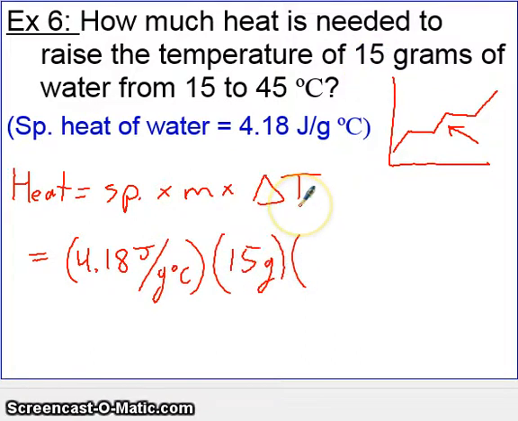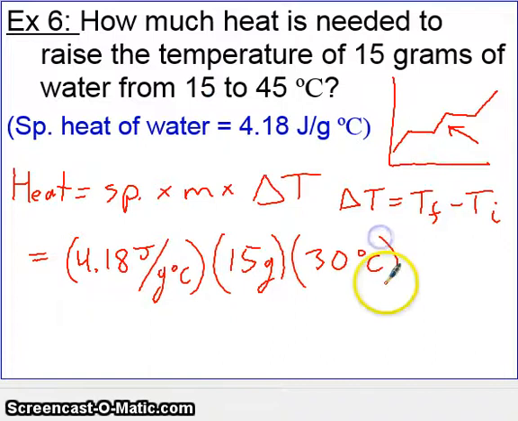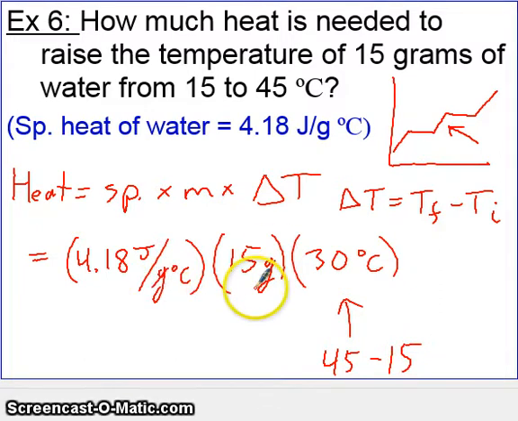And the change in temperature, now the change in temperature, you have to subtract the two numbers. In fact, the change in temperature, delta T, is defined as the temperature of the final minus the temperature of the initial. So if you do 45 minus 15, that's how you get 30, exactly right. And so 30 degrees Celsius. And if you want, we can say we got this by doing 45 minus 15. What you'll see is that grams cancel out, degrees Celsius cancel out. We're going to be left with joules for our answer.